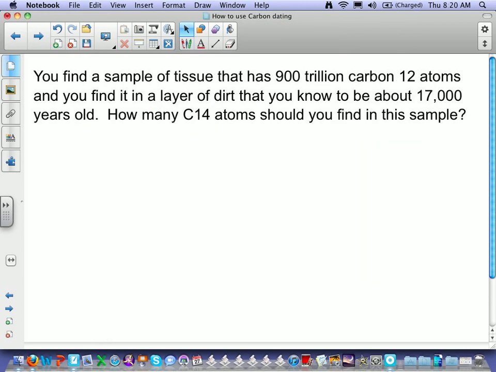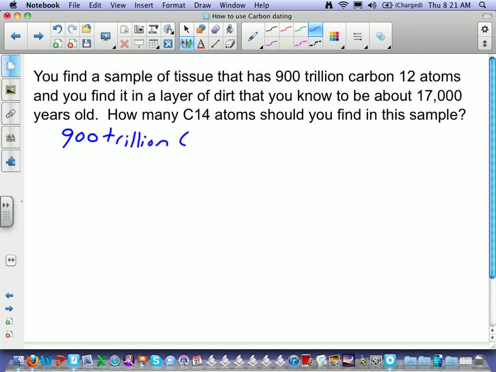Another example, a different way to look at it: you find a sample of tissue that has 900 trillion carbon-12 atoms. And you find it in a layer of dirt that you know to be about 17,000 years old. How many carbon-14 atoms should you find in this sample? So we still need to find out how many half-lives have gone by. If it has 900 trillion carbon-12, it should have, if it was born today, about 900 carbon-14.